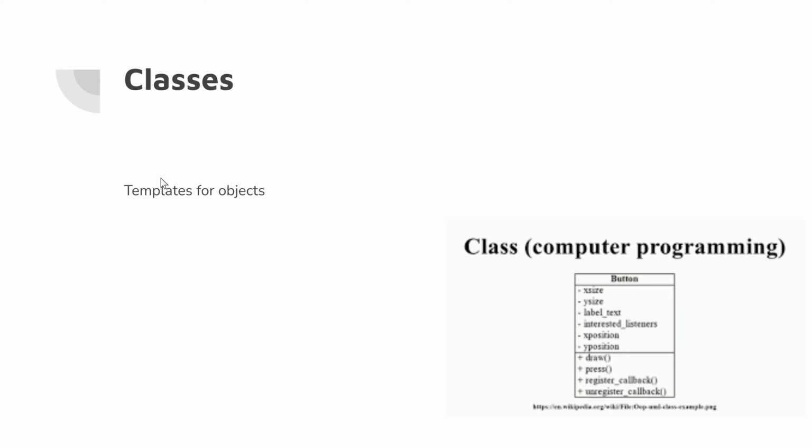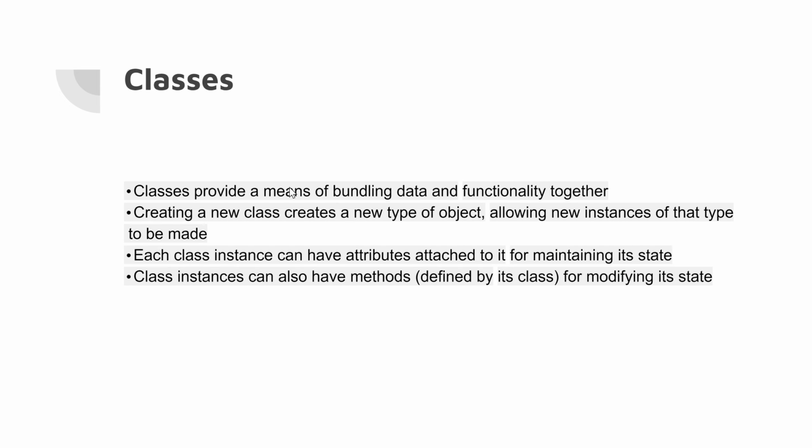Classes are templates for objects. A class in computer programming: a button could be a class. These are like different data types within a class. These are like the different functions within a class, and so many things. Classes provide a means of bundling data and functionality together. Creating a new class creates a new type of object, allowing new instances of that type to be made.